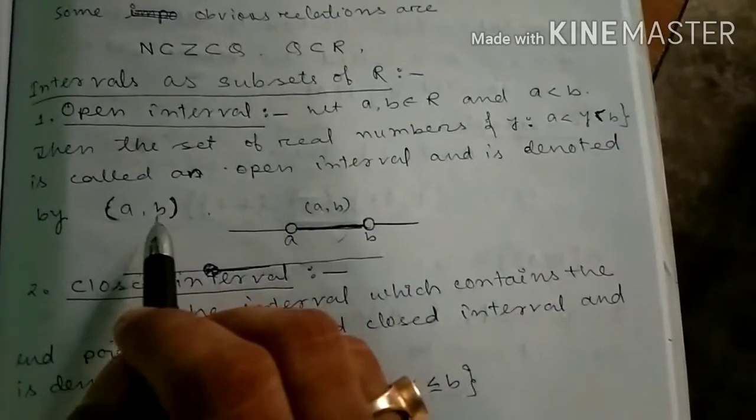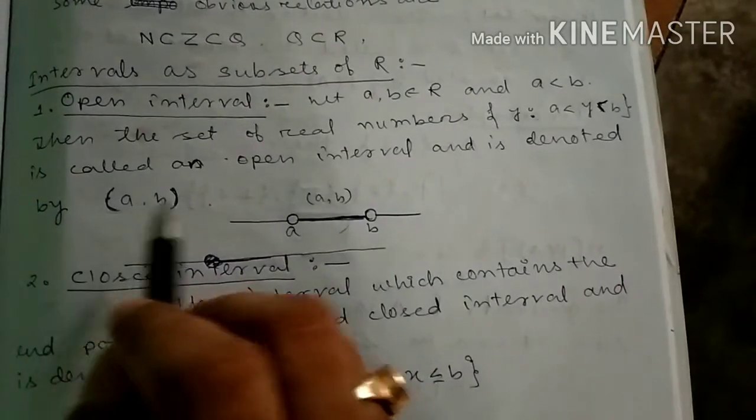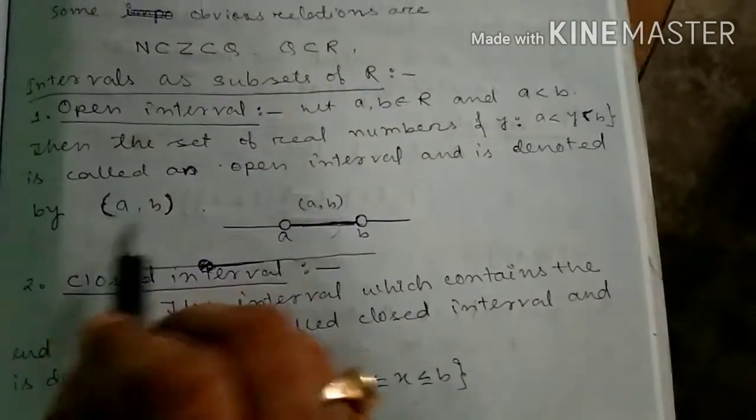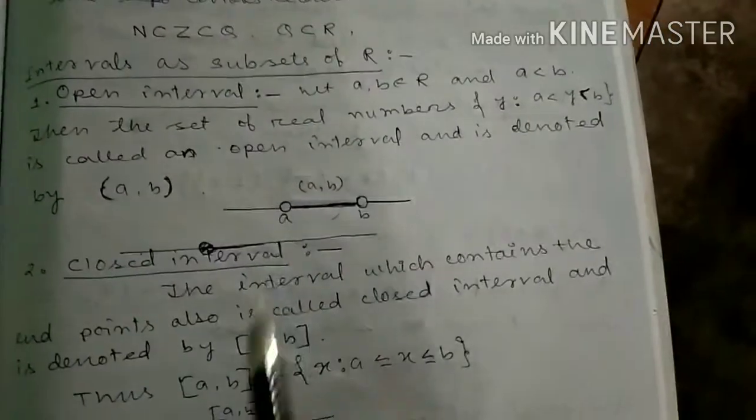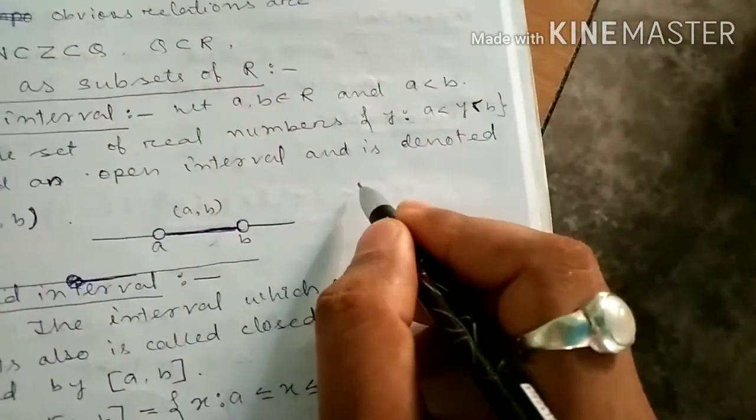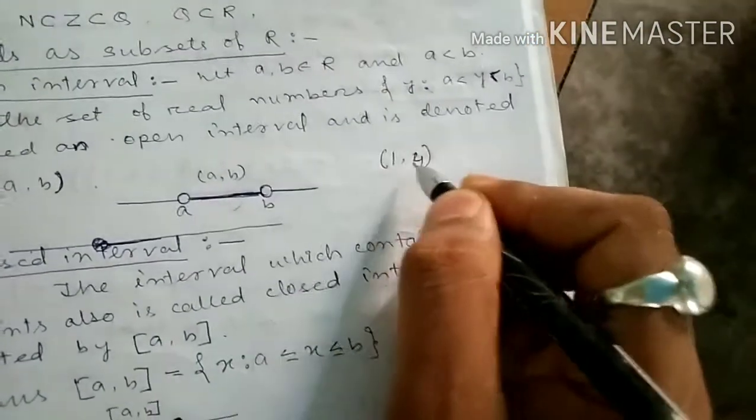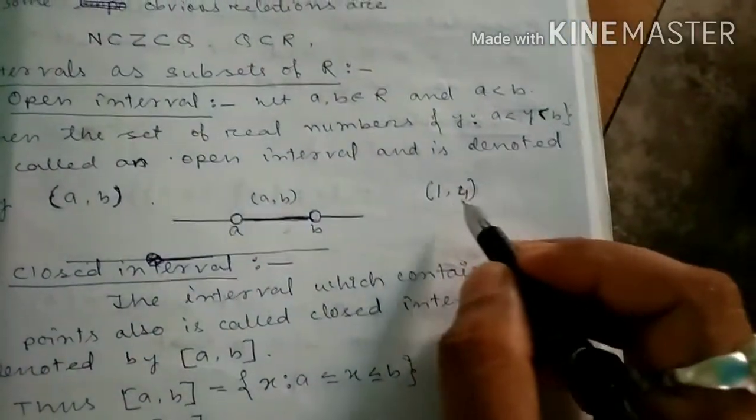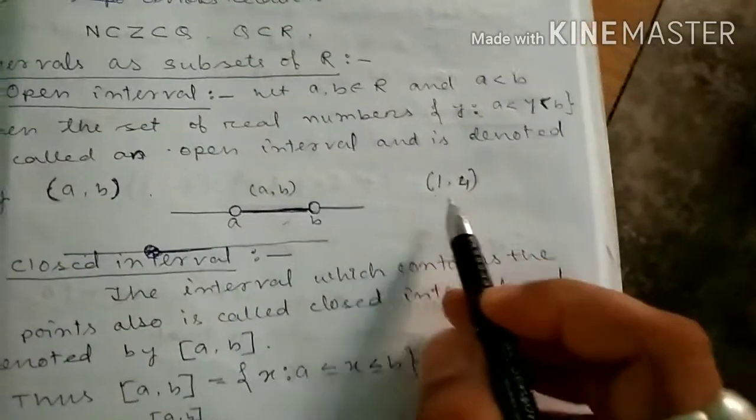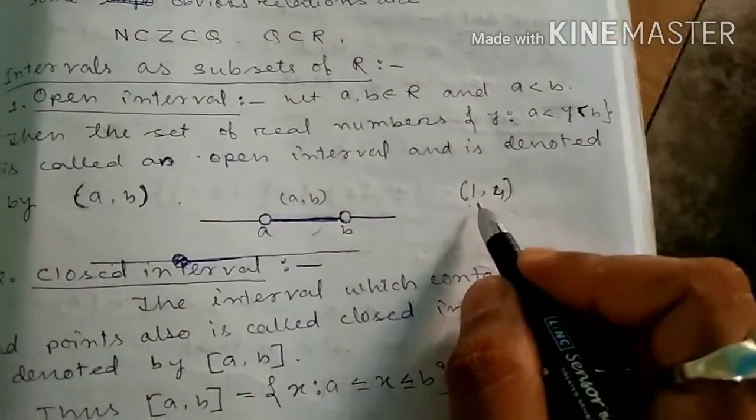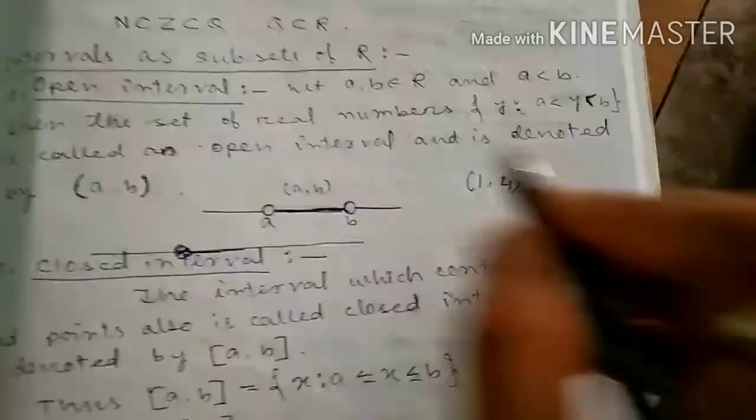In the open interval, we cannot consider the end elements, that is, we cannot consider a and b. In between a and b we take the elements, but a and b we cannot consider, so that is an open interval. Suppose an interval is given, suppose (1, 4). The natural numbers in this interval are 2 and 3. We cannot consider 1 and 4 because this is an open interval. Only 2 and 3 are the elements of this interval.